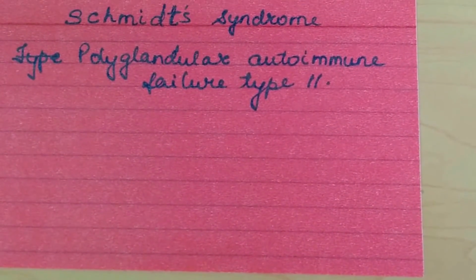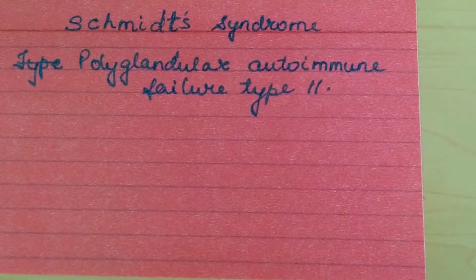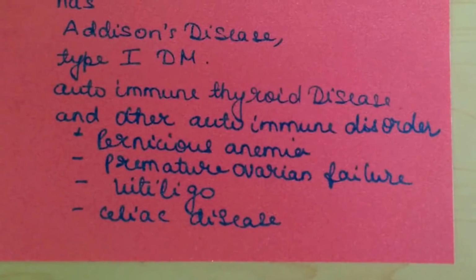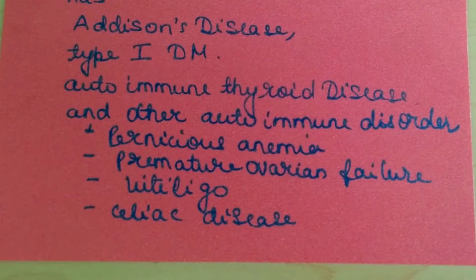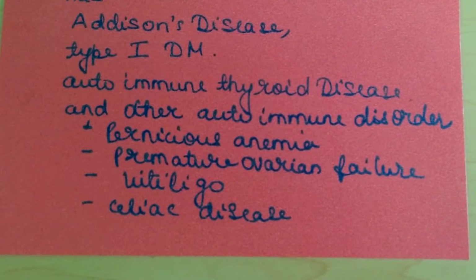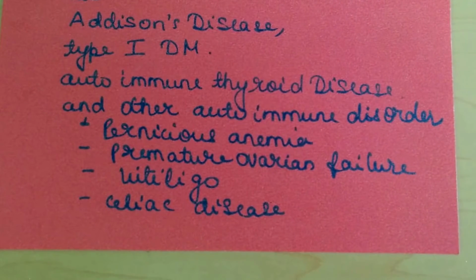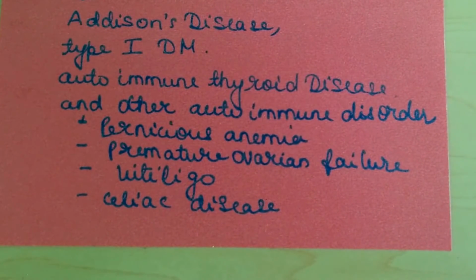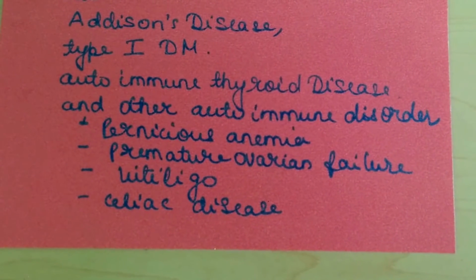What is Schmidt's syndrome? Polyglandular autoimmune failure type 2. Schmidt syndrome is when the patient has Addison's disease, type 1 diabetes mellitus, autoimmune thyroid disease, and other autoimmune disorders such as pernicious anemia, premature ovarian failure, vitiligo, and celiac disease.